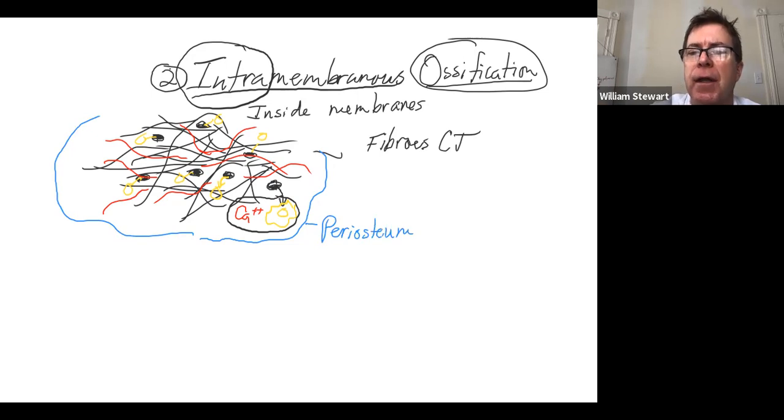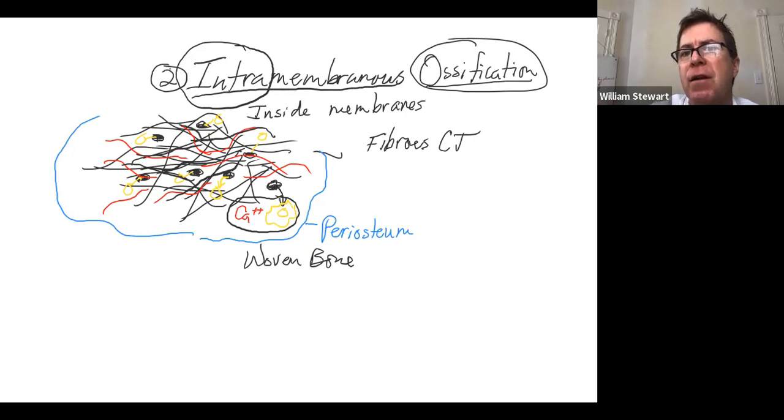It looks like trabeculae of spongy bone forming in here. It's called woven bone at first. So I'll write that term down. Woven bone is just the first form of bone that looks like spongy bone that starts to get laid down in these ossification centers. A network of trabeculae then starts to form around the blood vessels. So we get real bone spicules forming around these blood vessels. That's how trabeculae first form.